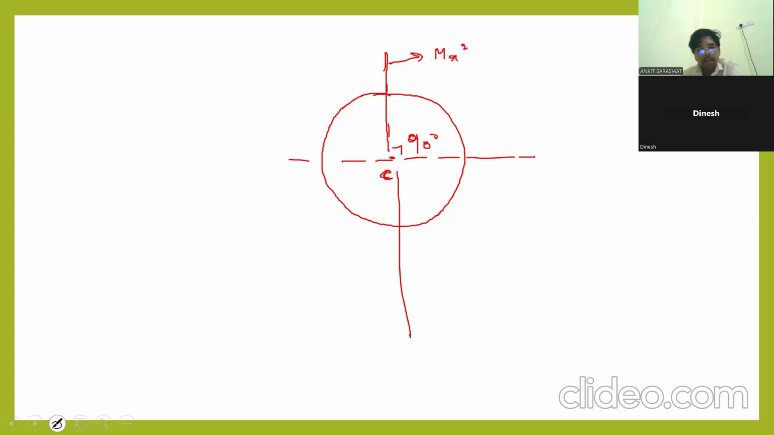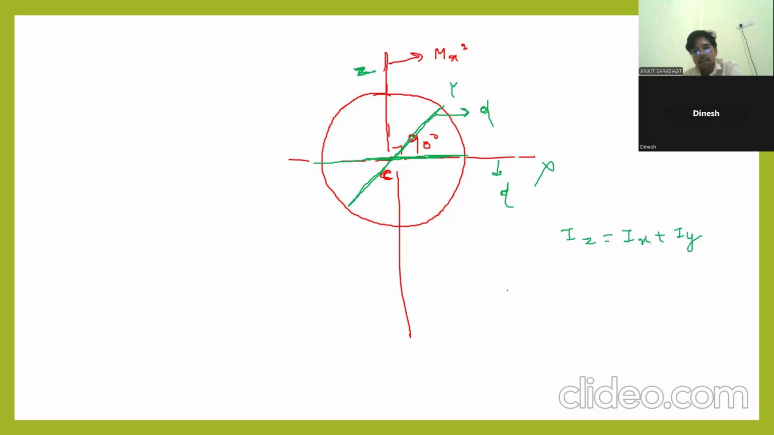If I am asking what is the moment of inertia about the diameter, like this is a diameter, and this is also a diameter, and both are perpendicular. This is X or Y, and this is Z. So by the perpendicular axis theorem, for three mutually perpendicular axes, I can say Iz will be Ix plus Iy.